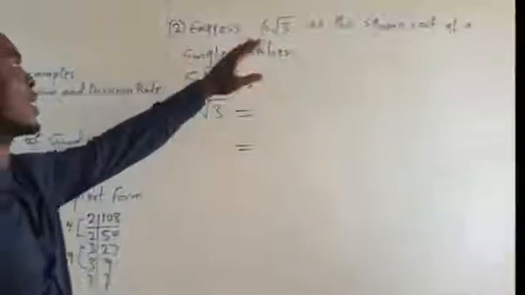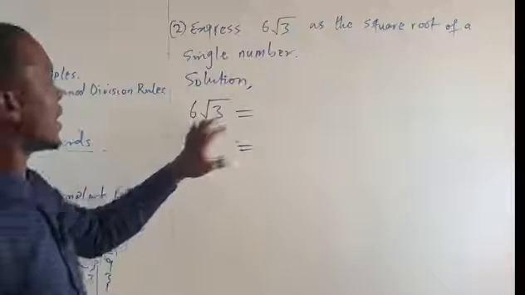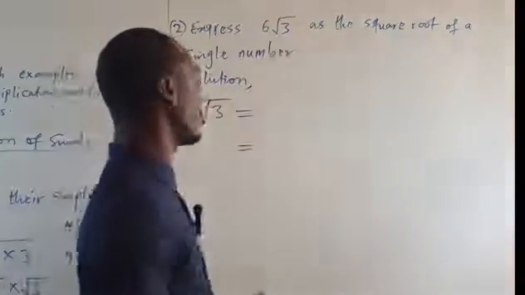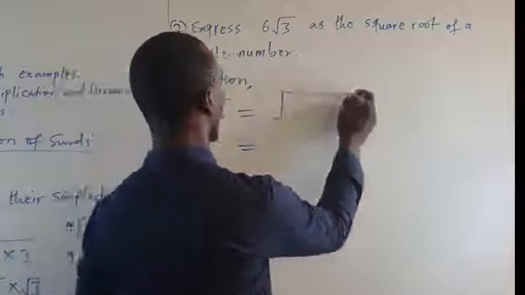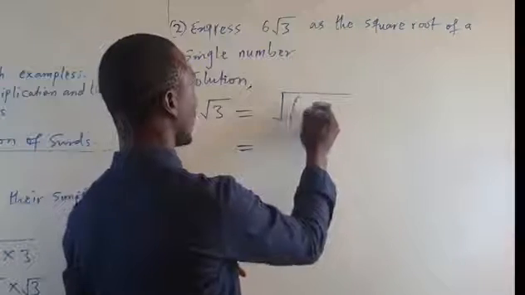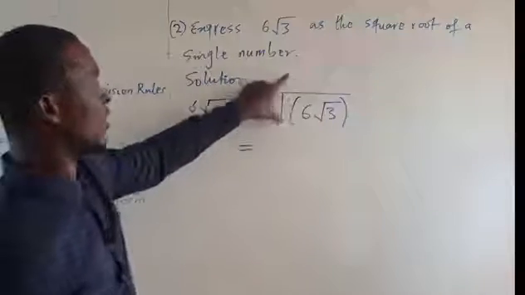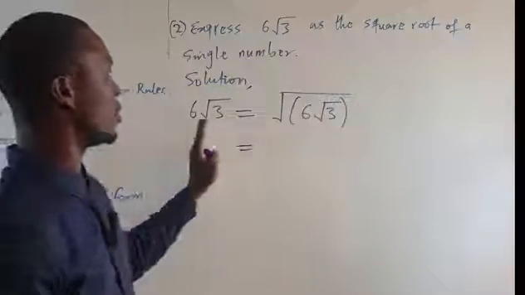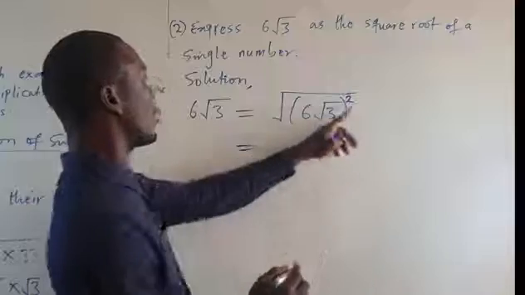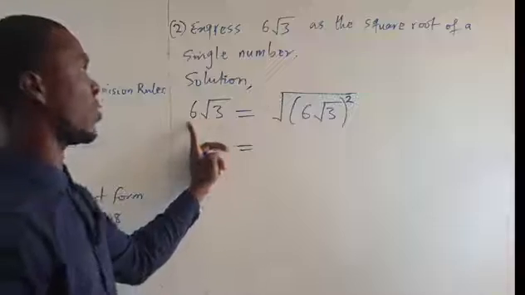Example 2 says, express 6 root 3 as the square root of a single number. So to express this number as a square root of a single number, if you check the question, we have square root. So the first thing to do is to take the square root, then express this number as a square root of a single number. So we have 6 root 3. So we just have the square root. But for us to have the same values here, we are going to square this. So the work of this square is, when you have the square root and the square, it will cancel the square root, which means we are going to go back to where we are coming from.